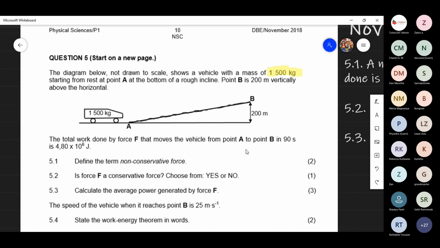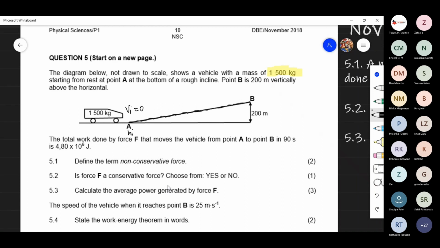Starts from rest indicates initial velocity is 0. Starting at point A at the bottom of the plane, that's your initial height. That means your initial height is point A, your final height is point B. And a rough incline means that there is friction, because this thing is rough. So let's make a note of that. So this is our h initial, and v initial is 0 at this point.